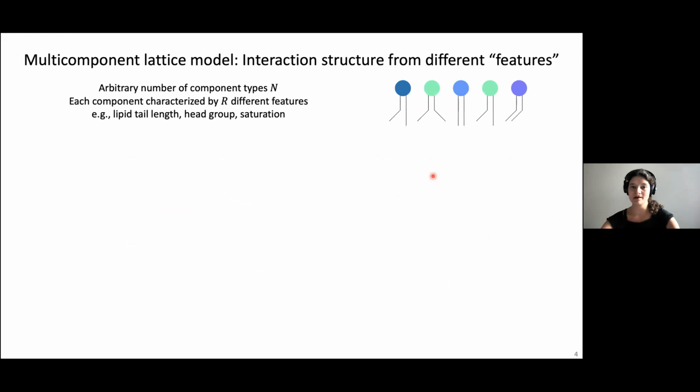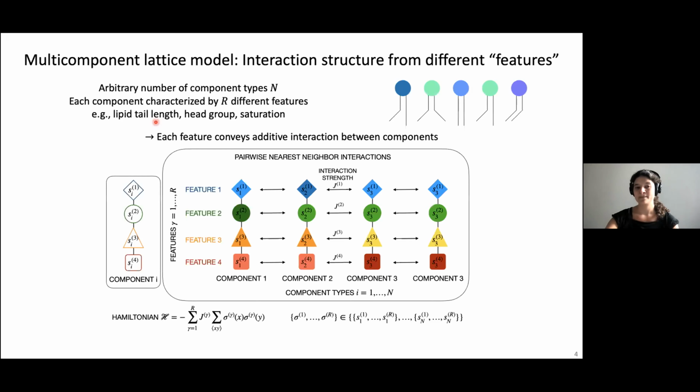To do so, we look at a multi-component model with, in principle, an arbitrary number of components n. Each component is characterized by R different features. In the case of lipids, this could be the lipid tail length, the head group, or the saturation. Here the components are characterized by four different features. Each feature conveys an additive Ising-like interaction between neighbors.